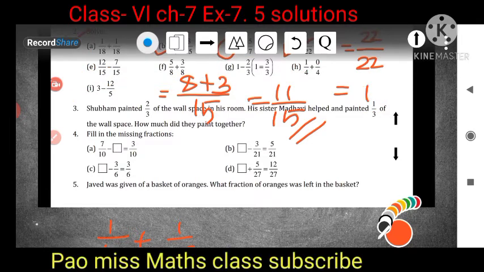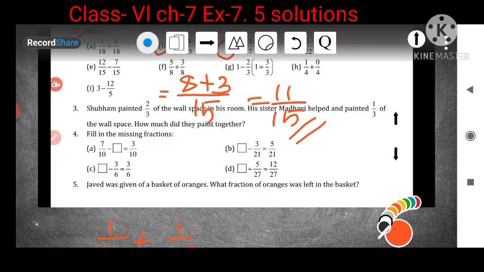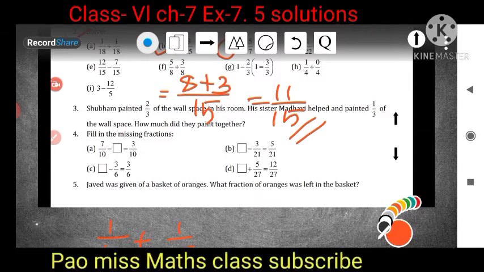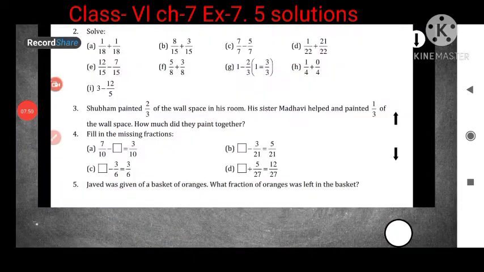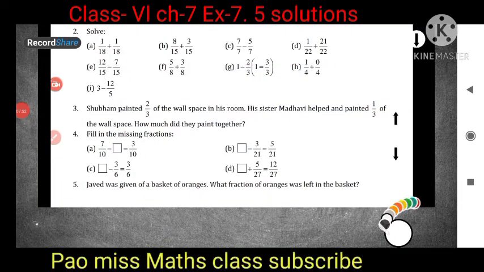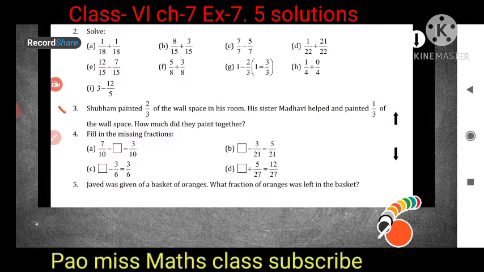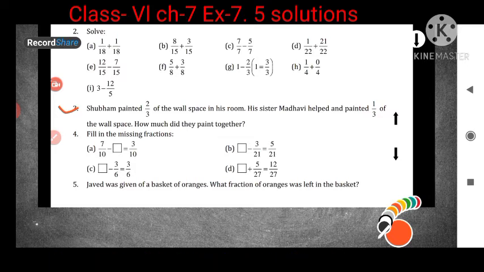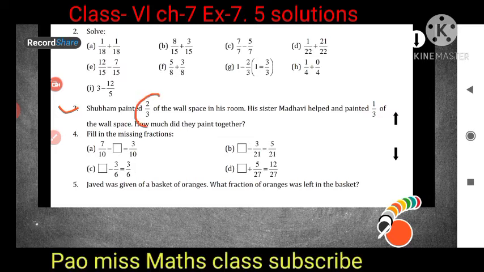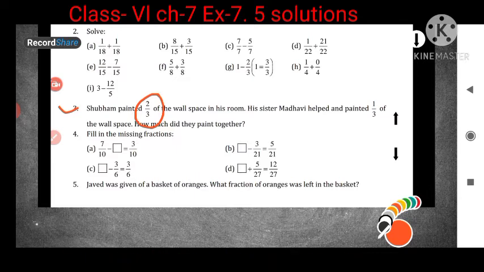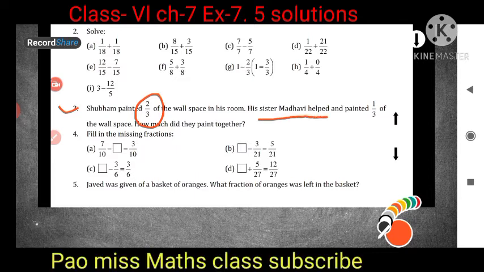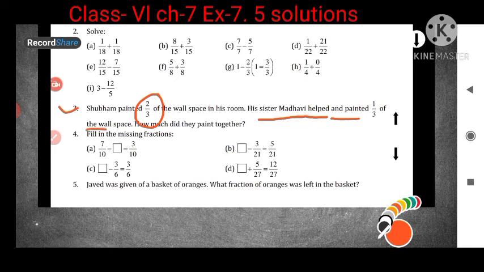So let me erase all this. Okay, let me clear. Now question number 3. Shubham painted 2 upon 3 of the wall space in his room. Okay, 2 upon 3 is painted, and his sister Madhavi helped and painted 1 upon 3 of the wall space.